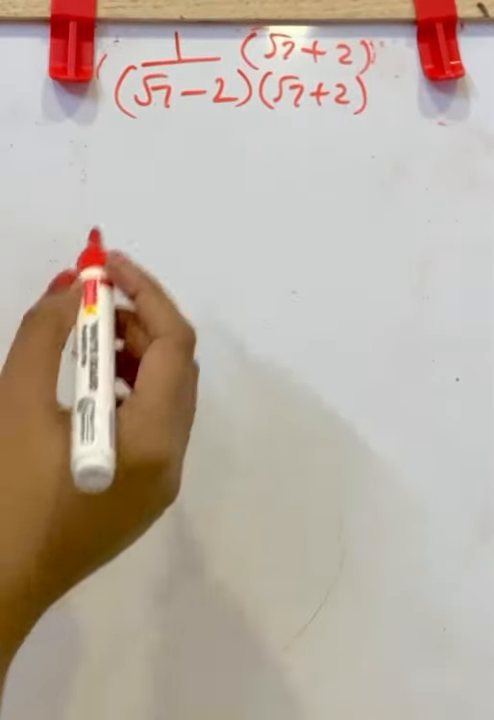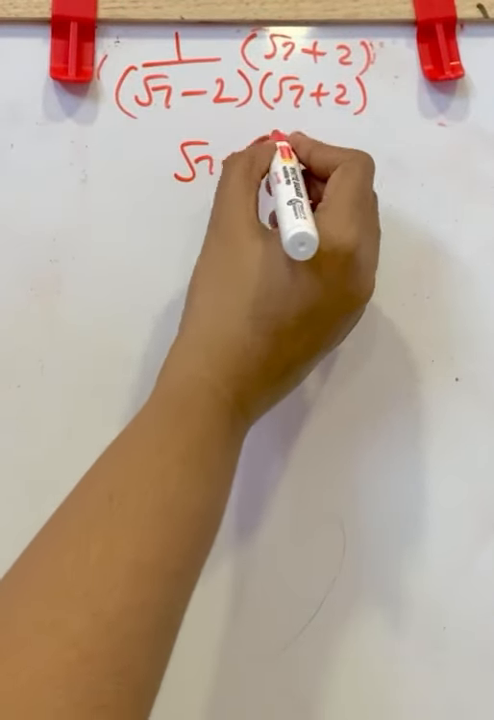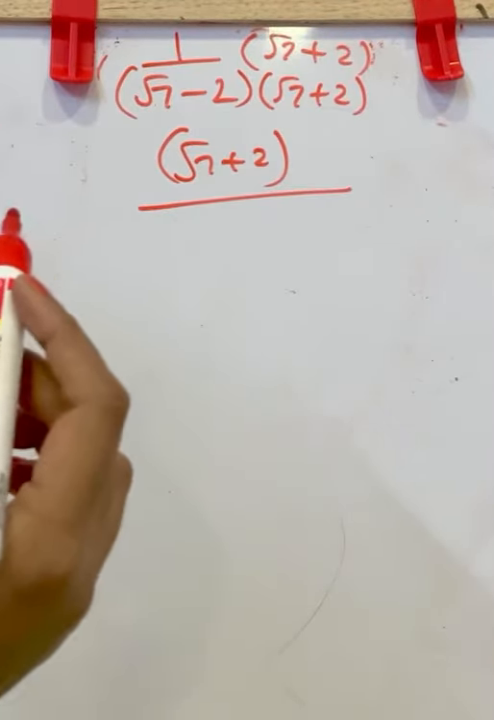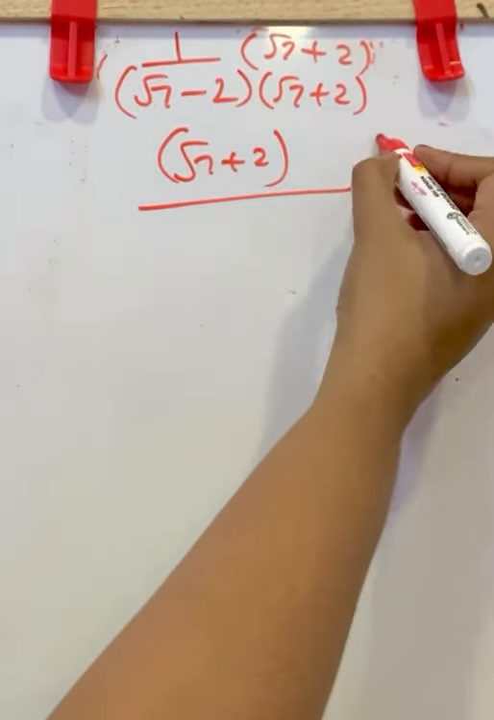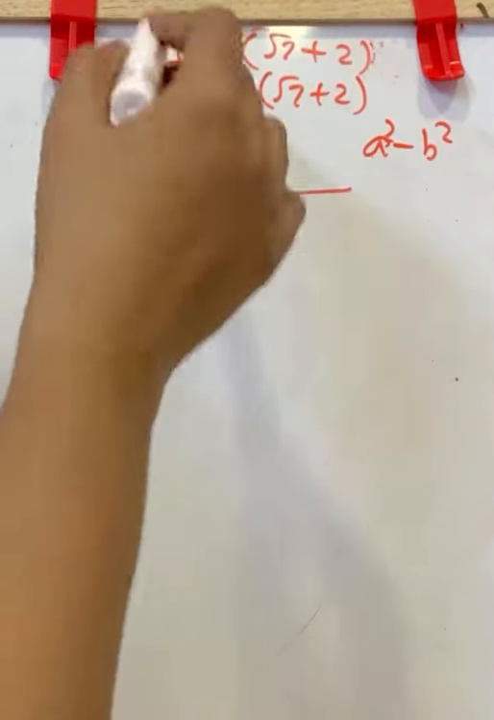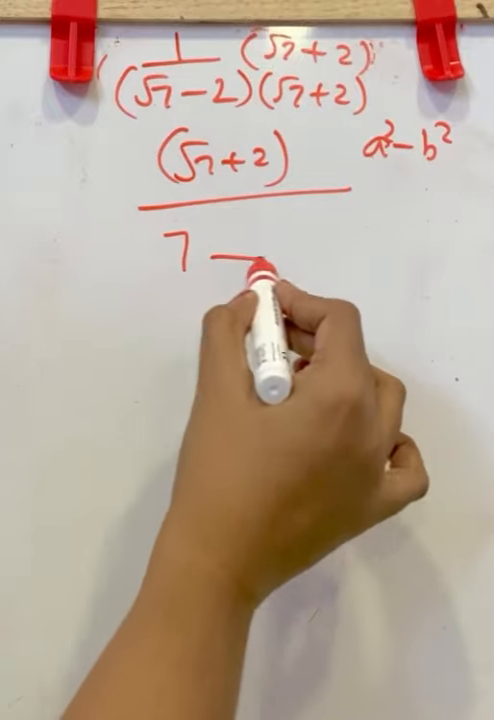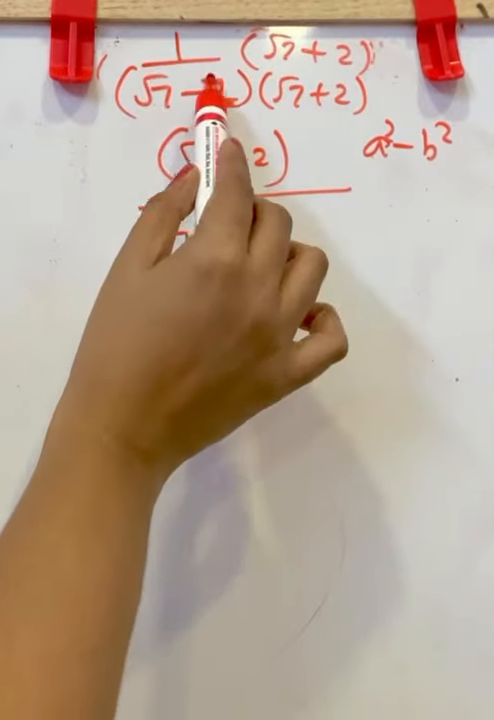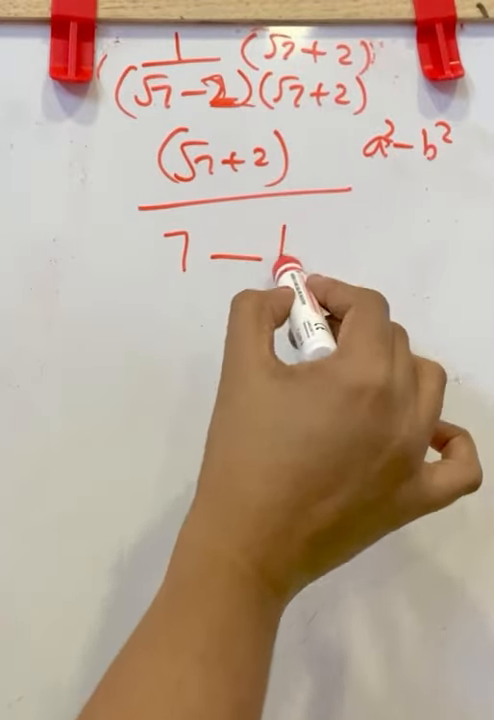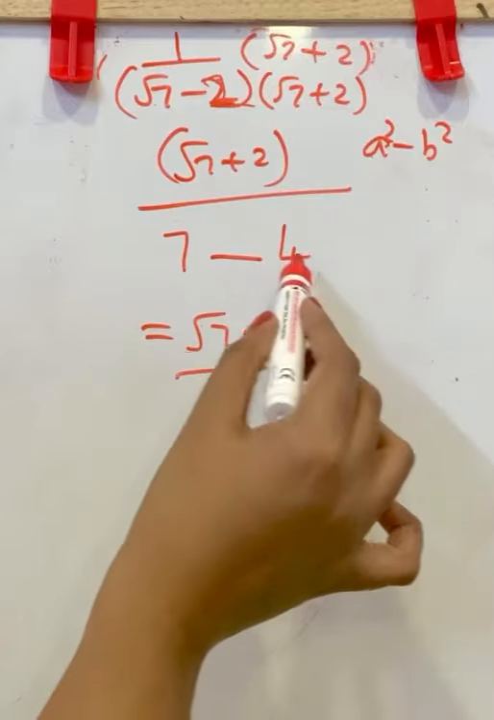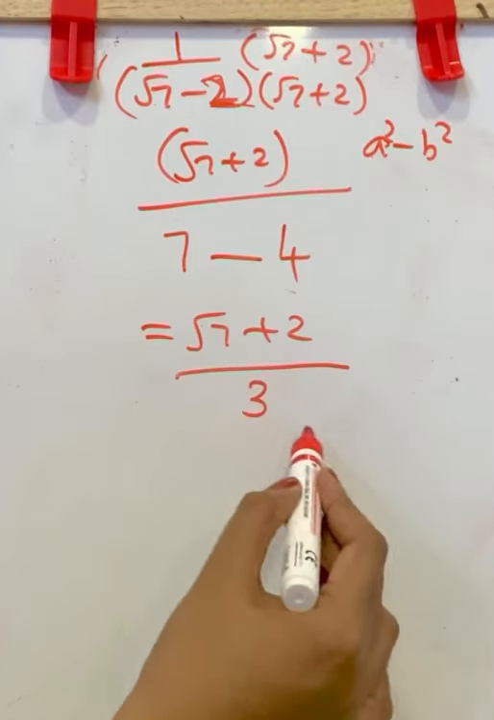1 into root 7 plus 2 is root 7 plus 2 by root 7 minus 2 into root 7 plus 2. Again, a minus b into a plus b is a square minus b square. Here a is root 7. Root 7 square is 7 minus, here b is 2, not root 2, simply 2. So b square means 4. The final answer is root 7 plus 2 by 7 minus 4, which is 3. This is the answer.